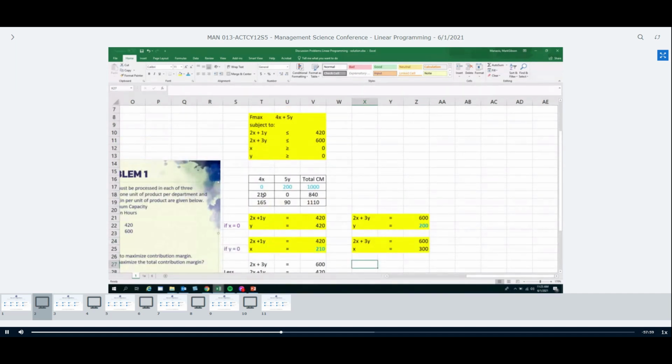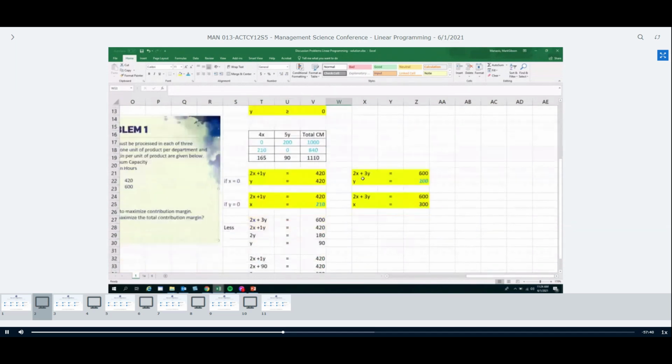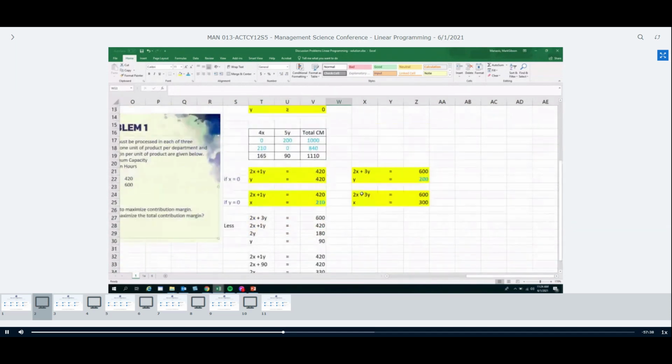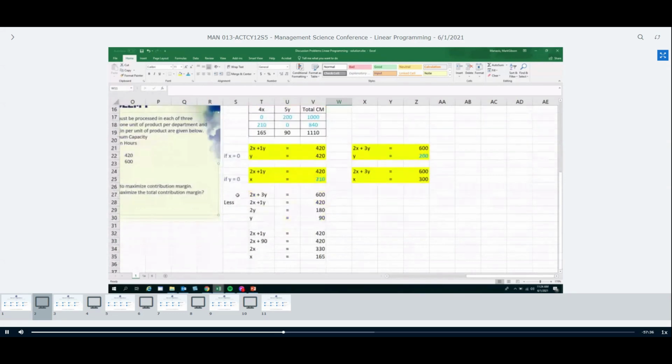So, 210 times 4, that's 840. Eh, syempre, 0 naman tayo dito eh, no? So, total is 840. So, 4 times 210, that's 840. So, okay na rin tayo dito. Finally, the next step is to combine the two equations.